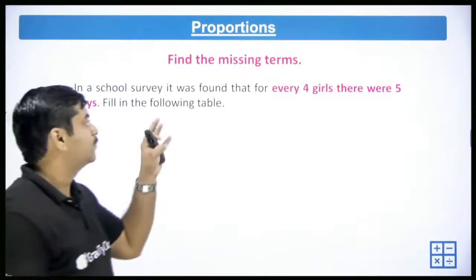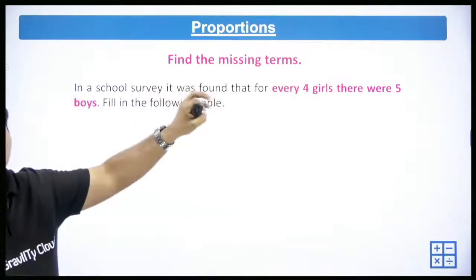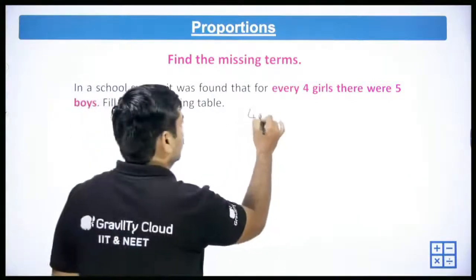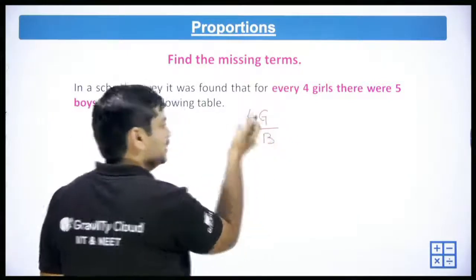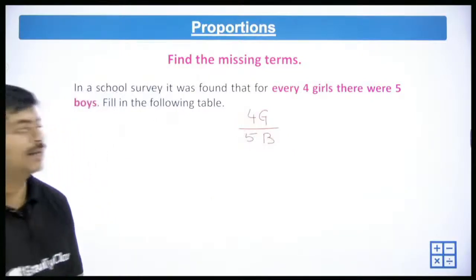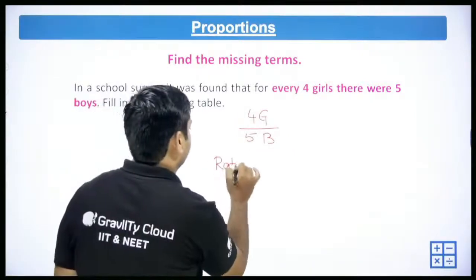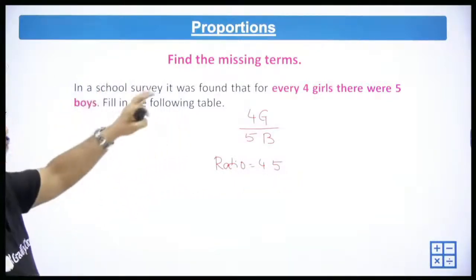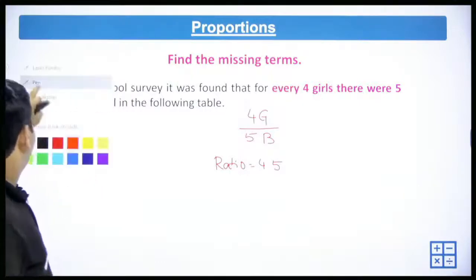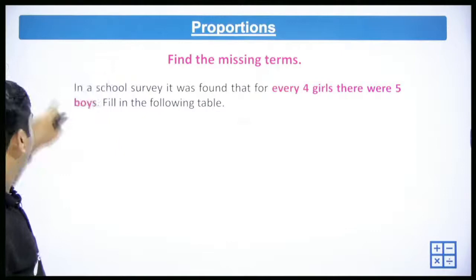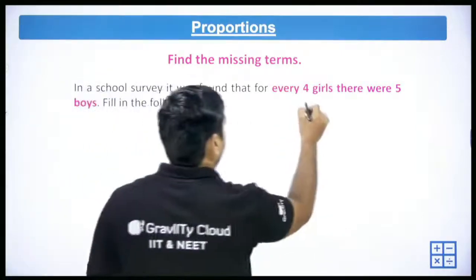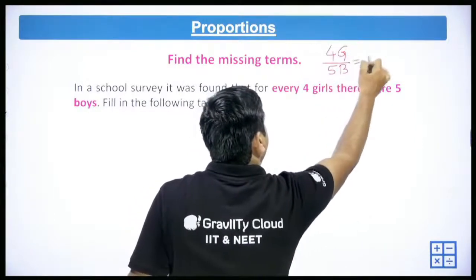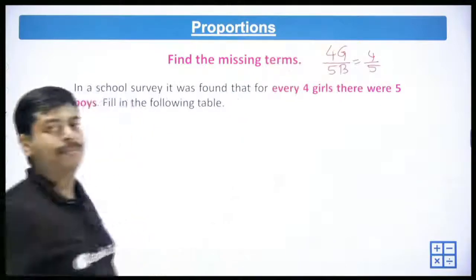In a school survey, it was found that for every 4 girls, there were 5 boys. So you can simply see the ratio is 4 by 5. The ratio is 4:5. Now using this information, we need to fill the following table, which I am not going to do now. I told you the process how to do that. So 4 by 5 is the ratio between the girls and boys.